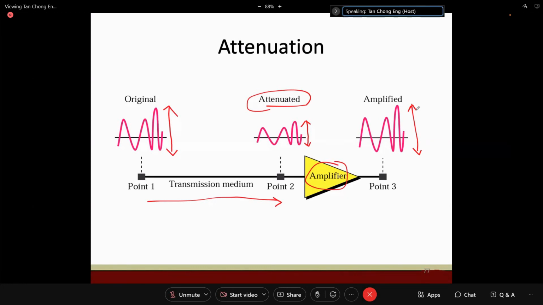Right? So if you do not put in the amplifier, your signal will die off after some distance. It will become too weak for you to detect. So it will be attenuated too much until it cannot be detected. That's why you need to put an amplifier in between. And what is an amplifier in a network?